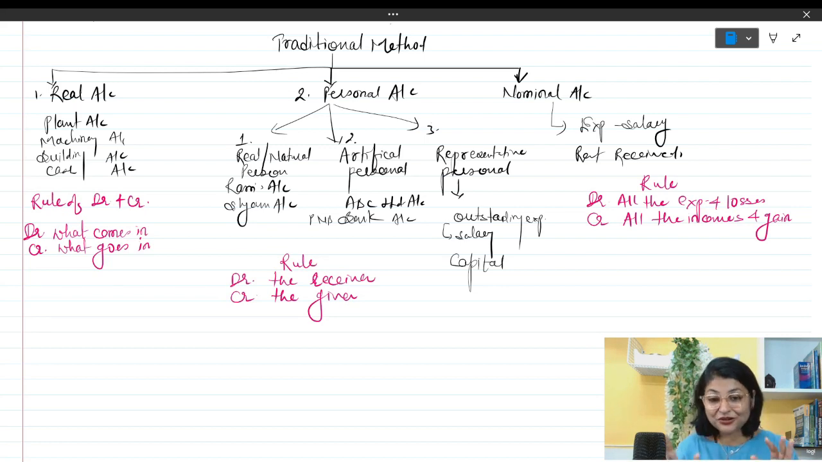So we are done with the rules of debit and credit, and in the next class we are ready to go ahead with actually solving the journal entries, for which you were itching, you were waiting till now. Yes, we are ready for it. So in the next class we'll be starting that.